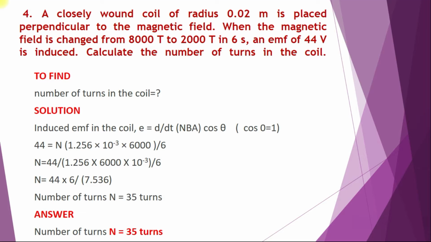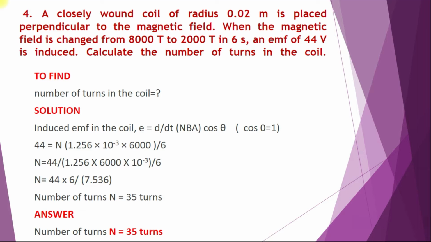Induced EMF in the coil E is given by the formula E is equal to d by dt of NBA cos theta. Here theta is equal to 0. So cos 0 is equal to 1. So 44 is equal to n into, substituting the value of n, b and a, the equation becomes n into 1.256 into 10 power minus 3 into 6000 divided by 6. Here we are supposed to find the value of n.